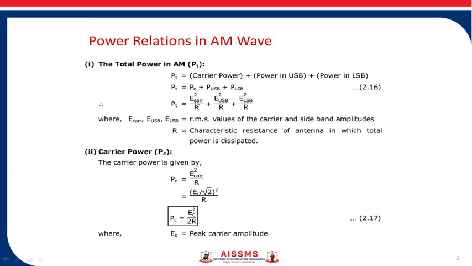The standard equation of power, as all of you know, is V square by R. Here the carrier amplitude is EC, the upper sideband amplitude is E USB and the lower sideband amplitude is E LSB. All the amplitudes of carrier, upper sideband and lower sideband are RMS values, and R is the characteristic resistance of the antenna in which the total power is dissipated.